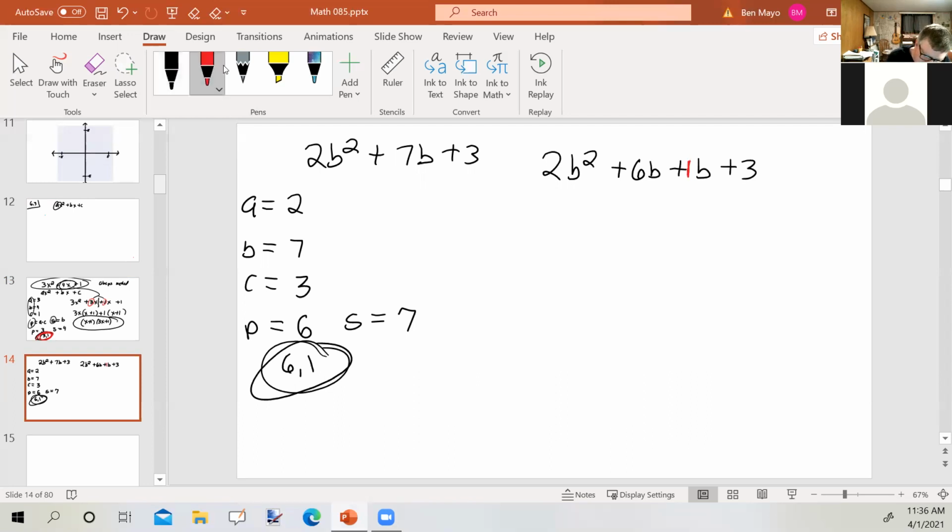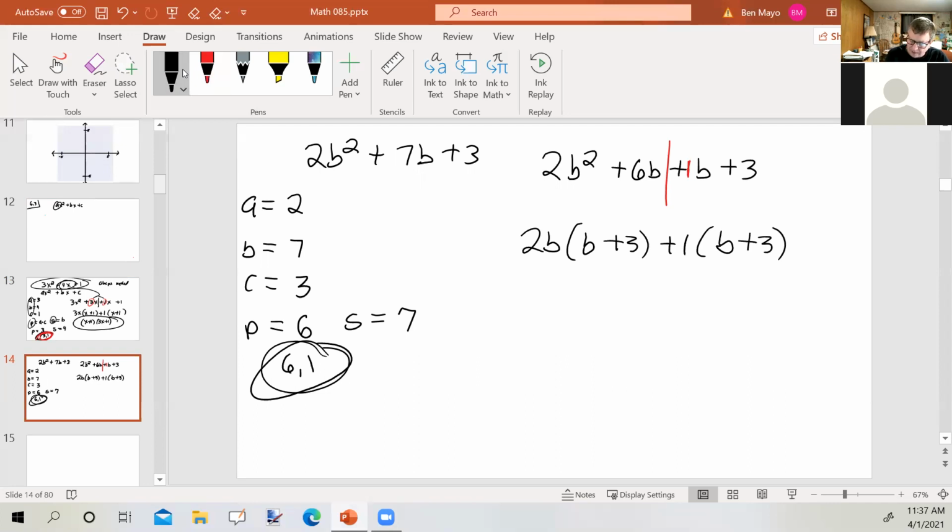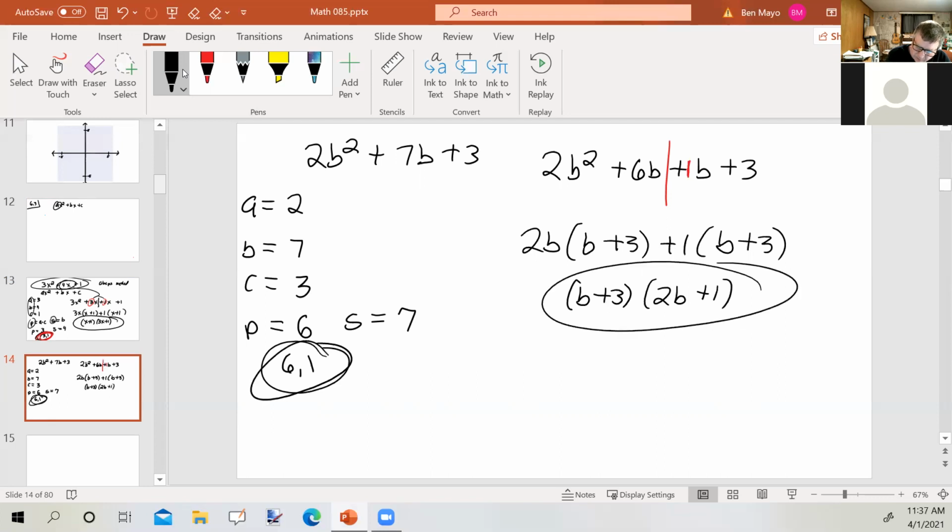Now, using factoring by grouping, the greatest common factor of the first two terms is 2b. The leftovers are b plus 3. So over on the right side, the leftovers are b plus 3, and I need a plus 1 outside. The greatest common factor is b plus 3, and the leftovers are 2b plus 1, and there we have the answer. Let's check our work.